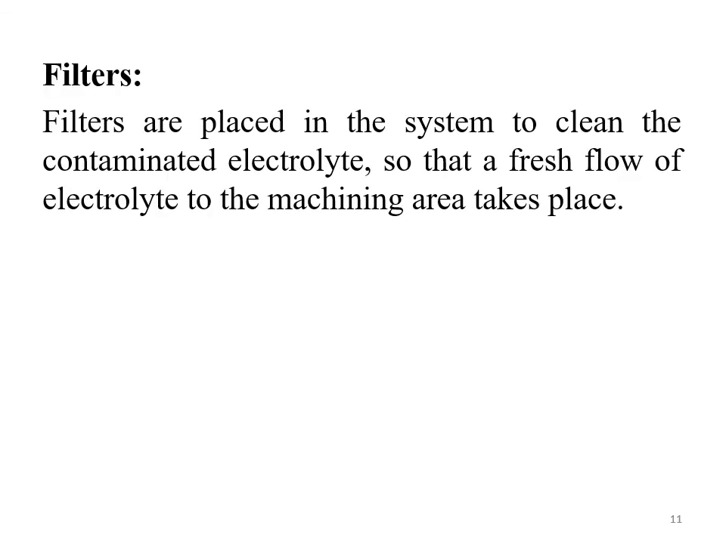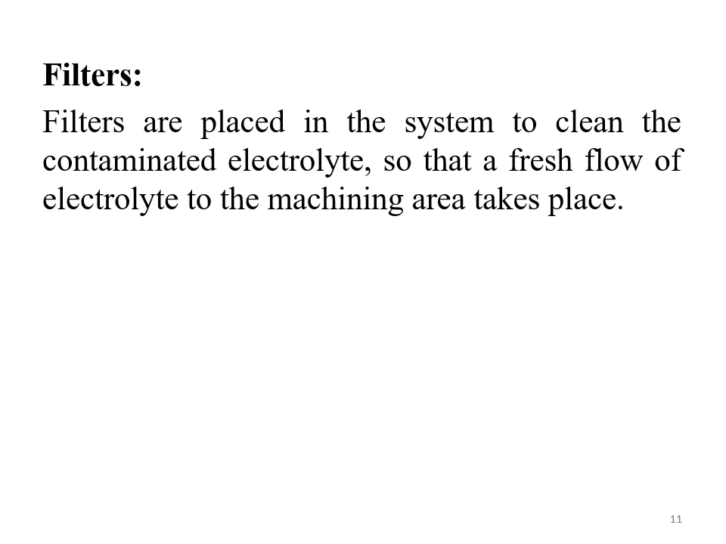Filters. Filters are placed in the system to clean the contaminated electrolyte, so that a fresh flow of electrolyte to the machining area takes place. Filters are placed especially to clean the contaminated electrolyte. This contamination occurs in the electrolyte because these electrolytes are being recycled. Once it is machined, the metal ions will form compounds and precipitate in the electrolyte itself.